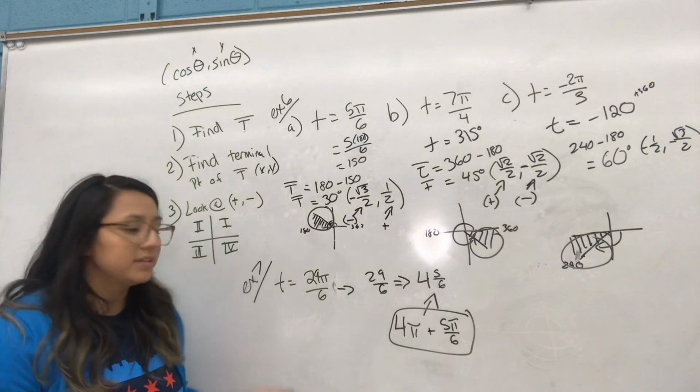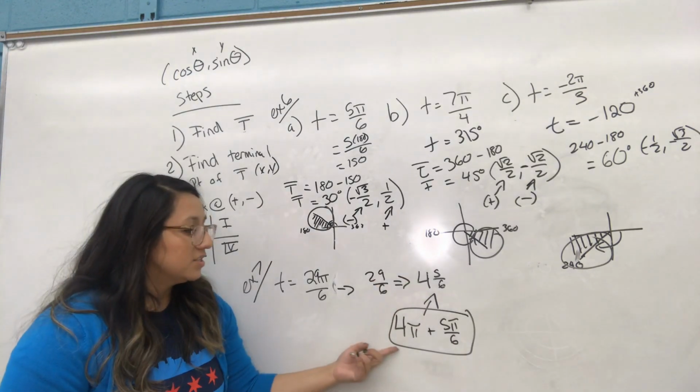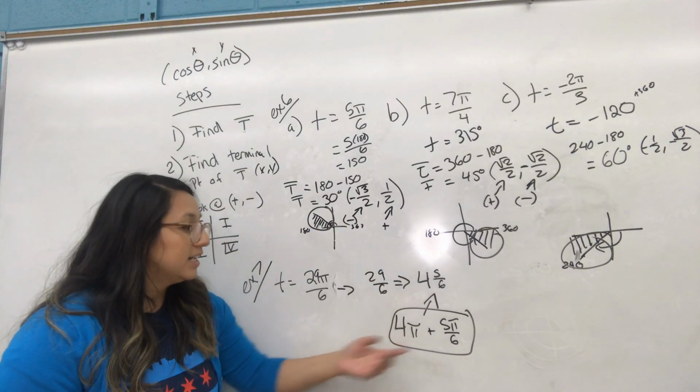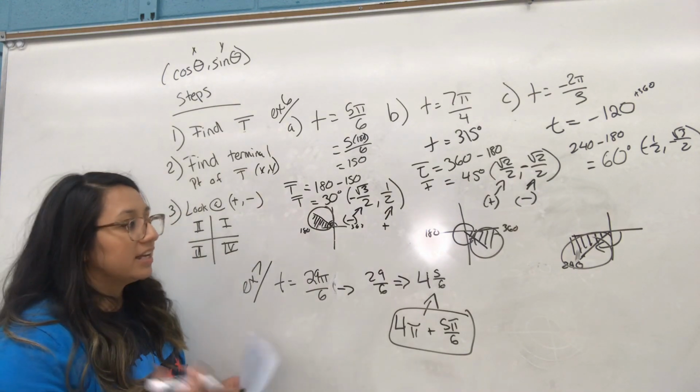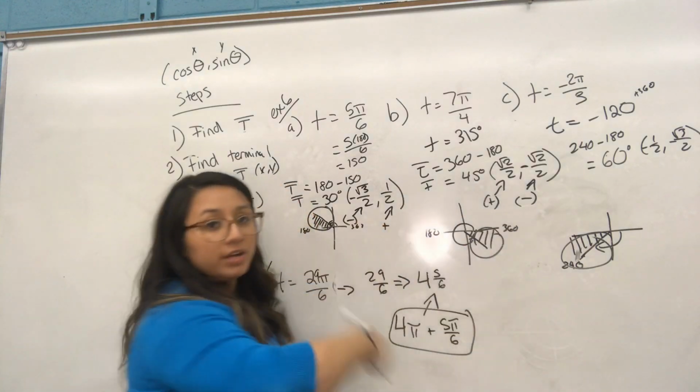So the trick to it: make it into a mixed number, and don't forget to add your pi into it. But radians, again, are not just any normal number. It's different from degrees, it's different from your calculator. You have to understand the concept is how many times you're going around that circle.